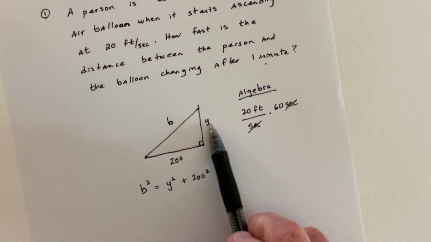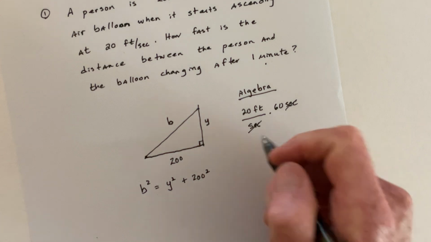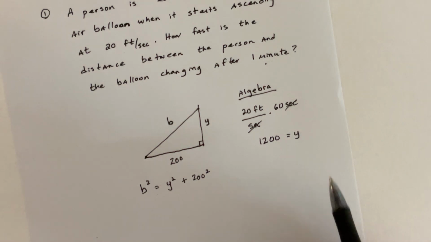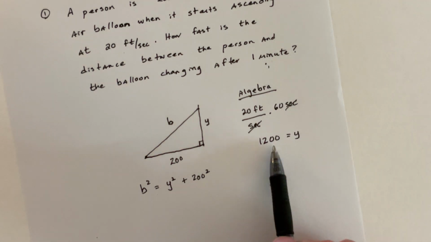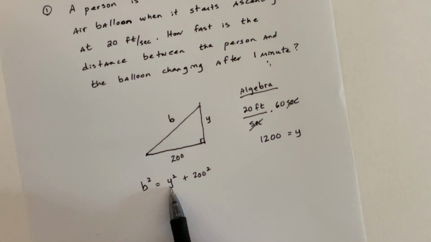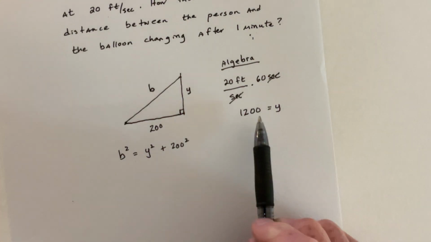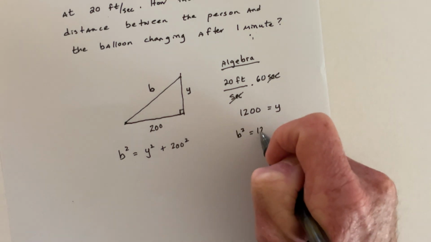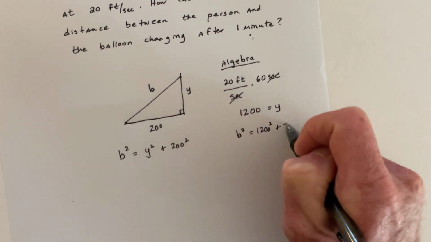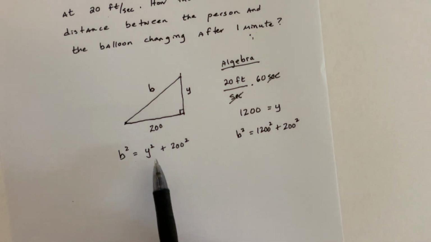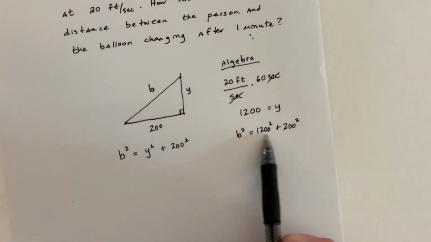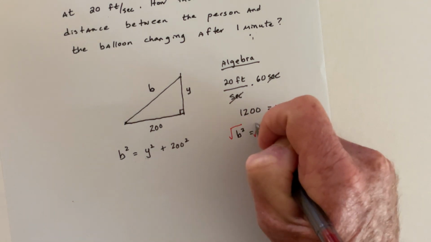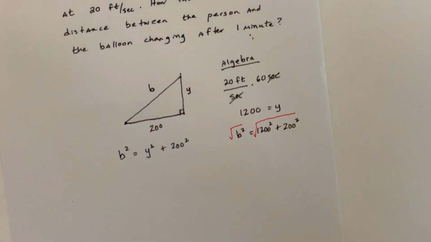and then you do that for 60 seconds, then seconds and seconds will cancel, and we get that Y is going to be 20 times 60, so that would be 2 times 6 is 12 with 2 zeros, and then that is going to be the height of the balloon after 1 minute. Then we can take this and substitute it in here to find out what the B equals. So this is still under the algebra part. So then B squared equals the Y squared plus the 200 squared. So just plugging in a 1200 right here, and then take the square root of both sides, which is a great time to use my red pen to find out what the B equals.